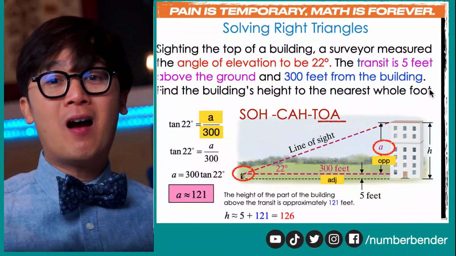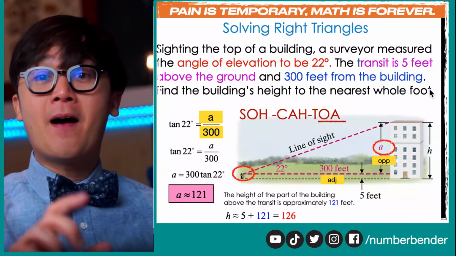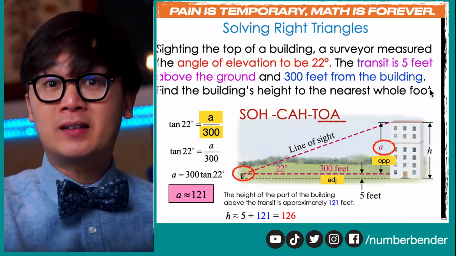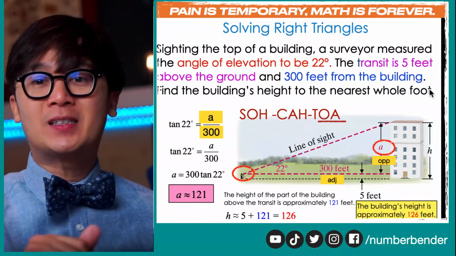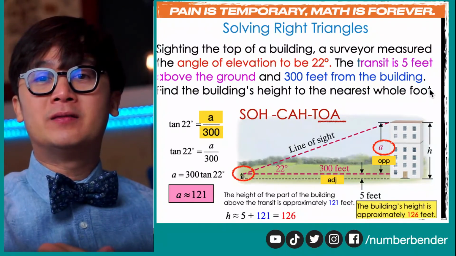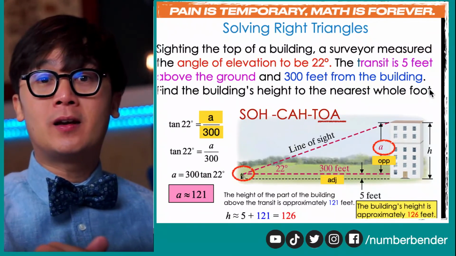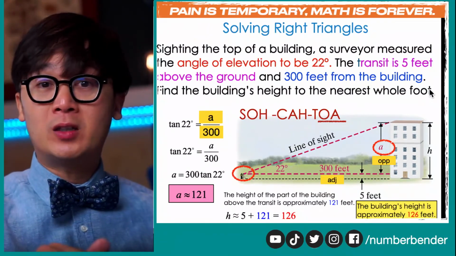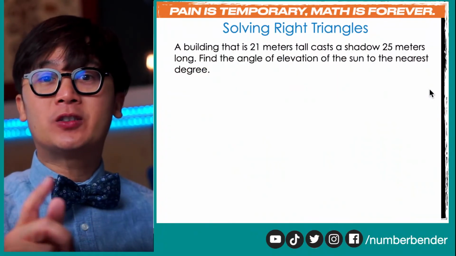So we are now going to have 126 as the height of this building given the information that we have from this problem. So we have 126 feet for the height of this building, and this is how we use our formula and our technology in answering word problems similar to this one.